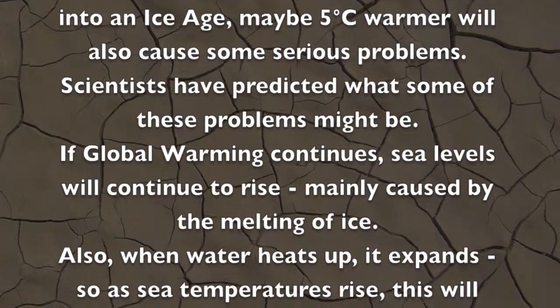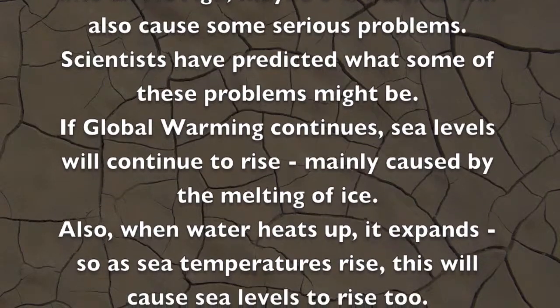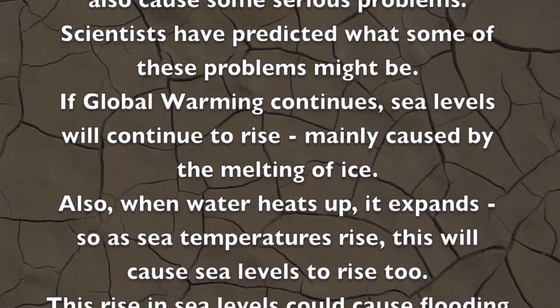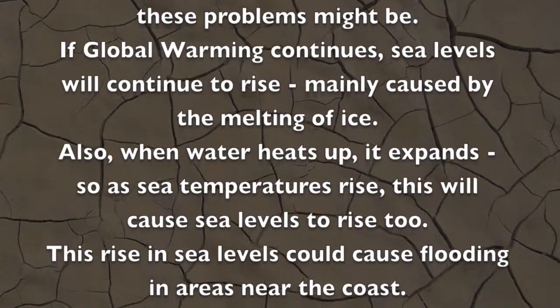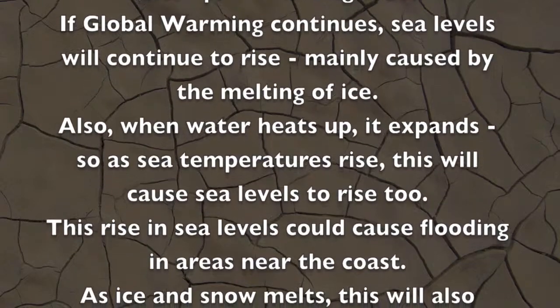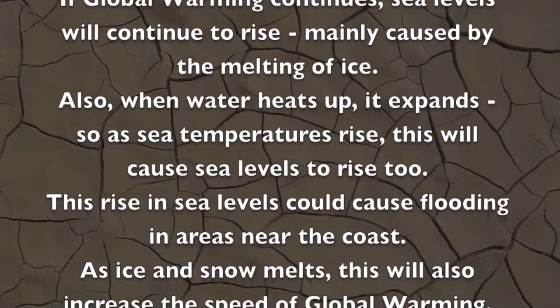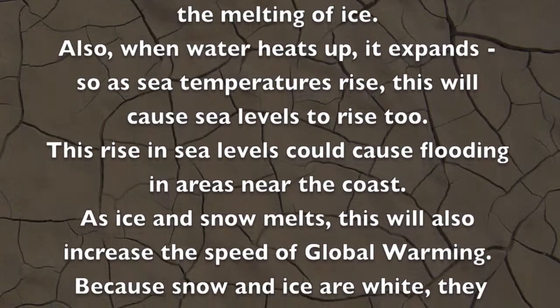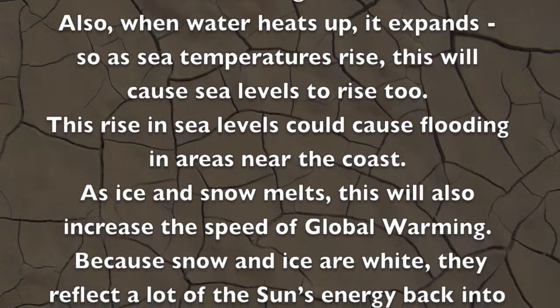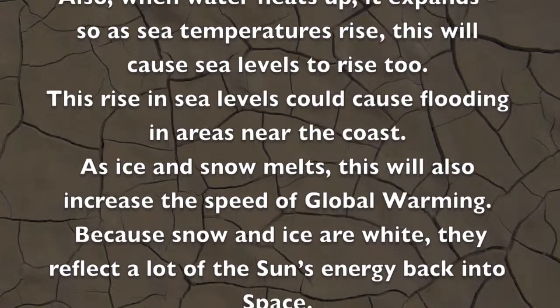If global warming continues, sea levels will continue to rise, mainly caused by the melting of ice. Also, when water heats up, it expands, so as sea temperatures rise, this will cause sea levels to rise too. This rise in sea levels could cause flooding in areas near the coast.